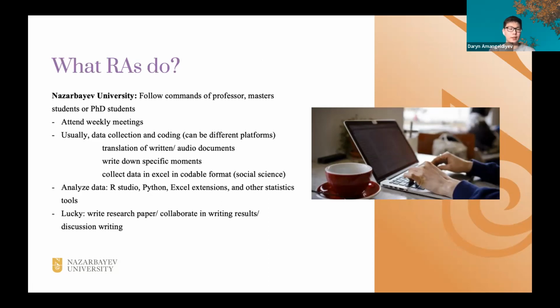And if you're lucky enough, you will be involved in writing the research paper, the final draft of the paper, which will be published, and your name can be mentioned as a co-author or as a contributor to the paper, which is really helpful in applying to a master's degree and other positions.